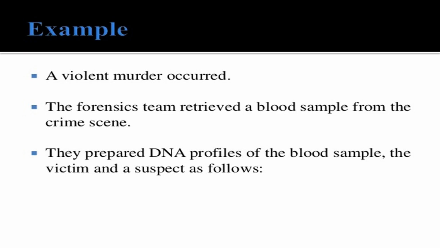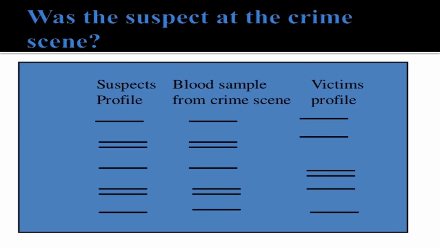Here, let us take an example. Let us think that there is a violent murder which has occurred, and the forensic team has retrieved a blood sample from that crime scene. And they have prepared the DNA profiles of the blood sample and the victim, and the pictures have been given like this. Now here this is the victim profile and this is the blood sample which they have collected from the crime scene. So these are the tandem repeats of a particular chromosome which they have assayed. And this pattern should be compared with the suspect.